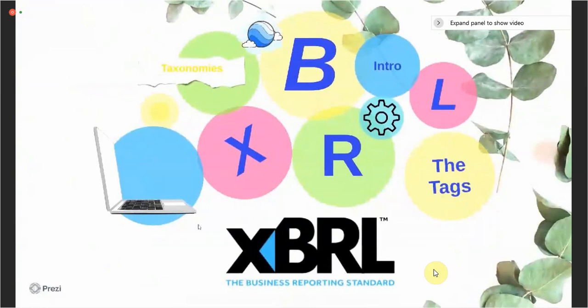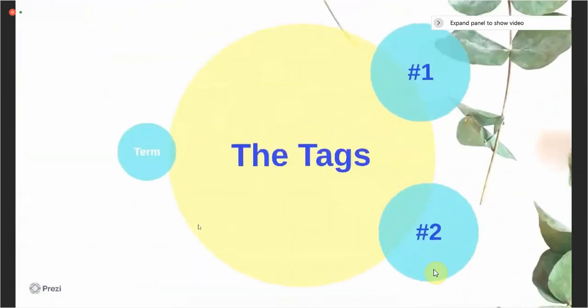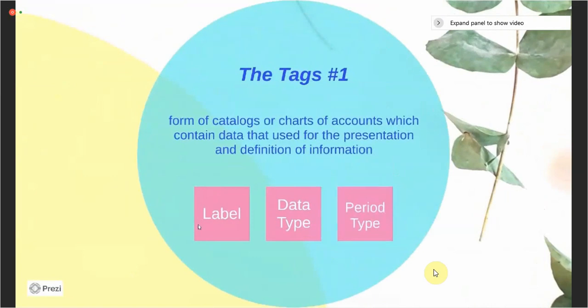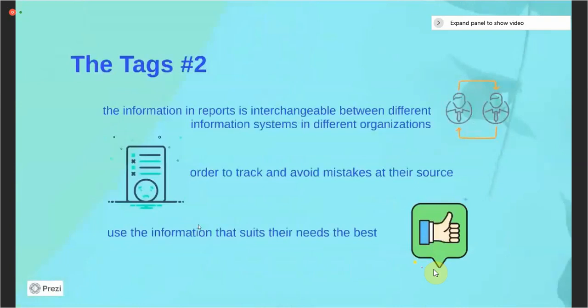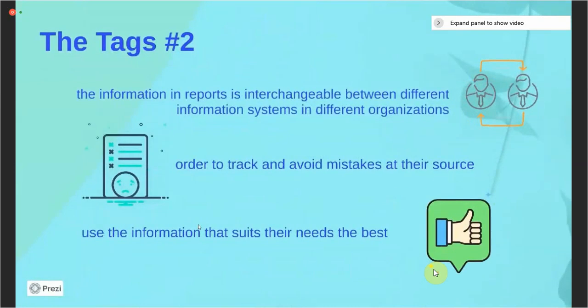All right, next let's look into the tag. So what is a tag? A tag is a form of catalog or chart of accounts which contains data that are used for the presentation and definition of information, for example, label, data type, or period type. The process of tagging each data by giving a unique identity to each group allows XBRL to classify and organize financial data. Tags are defined and maintained in the taxonomy, which I will explain a little bit later on. So, the characteristic of unit tags allows people to publish reports confidently because the information contained is analyzed accurately.